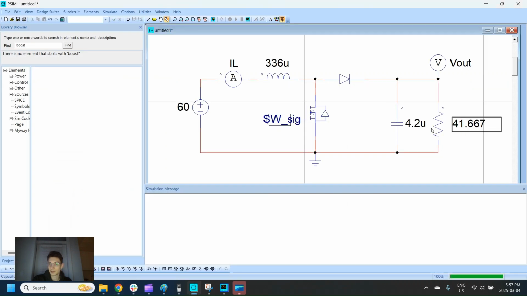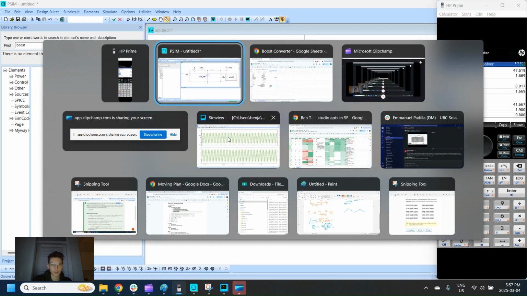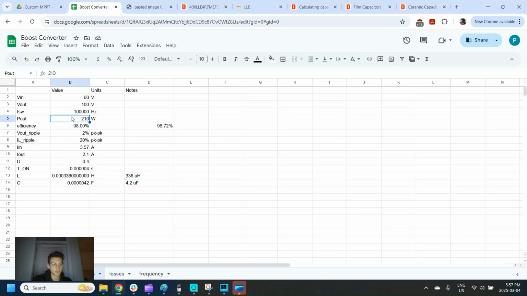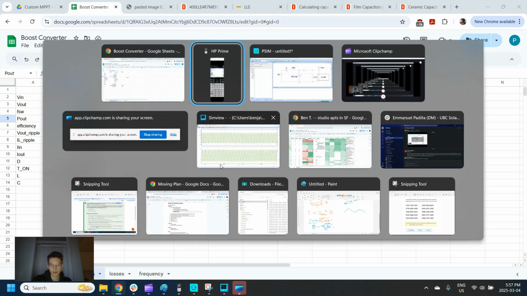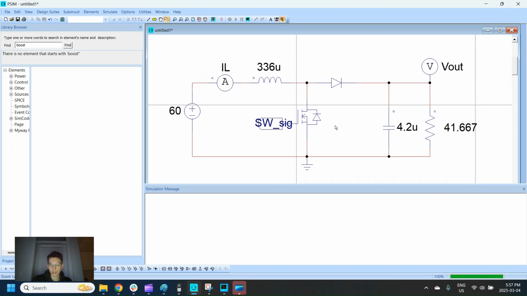And then for the resistor, I've just taken the output voltage squared divided by the power, which gave that. So this is at 240 watts. This is 210 watts, but I've amped the power up because our efficiency is lower than that. So this should just give us a general idea. All these are ideal components right now.